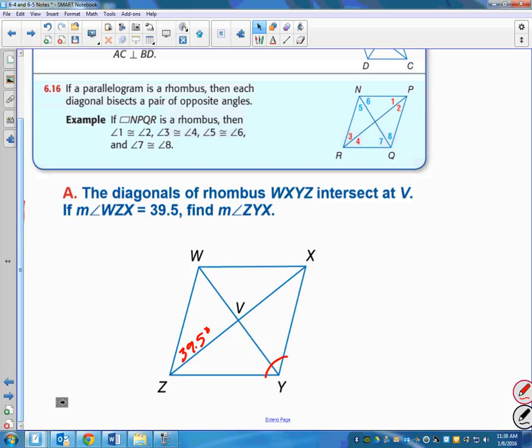This whole thing, right? So you have to think about WZX, W-Z to X is only right there, but ZYX is that entire angle. You need to find both sides of that, true? We could definitely find Z. If this is 39.5, what do we know about this side? The other thing about diagonals up there, which means this is 90 degrees, which means all of these are 90 degrees.